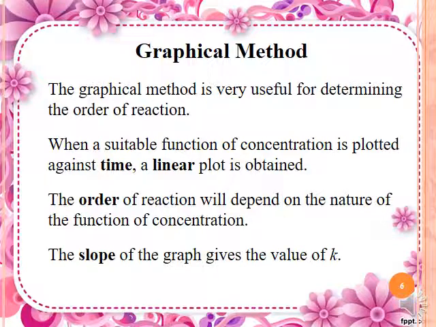Moving on, the next method is the graphical method. This method is very useful to determine the order of reaction. When a suitable function of concentration is plotted against time, we will get a linear plot. The order of reaction will depend on the nature of the function of the concentration, and the slope of that plot will give the value of the rate constant k.